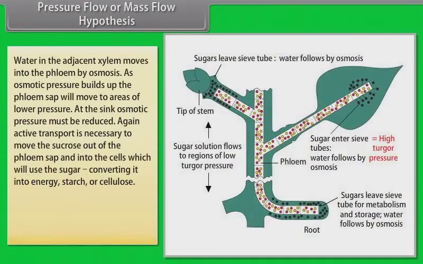Water in the adjacent xylem moves into the phloem by osmosis. An osmotic pressure builds up, and the phloem sap will move to an area of lower pressure. At the sink, osmotic pressure must be reduced.